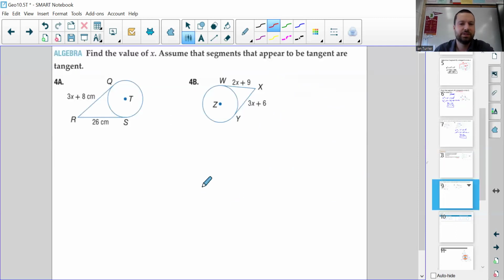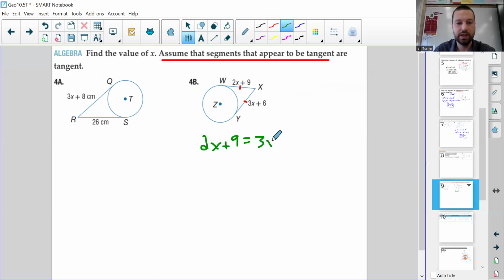So we get something like this. You can just say, hey, assume these segments are tangent. So you could just say, hey, these are congruent. Let's set them equal. 2x plus 9 is equal to 3x plus 6. We subtract the x's, we get 1x on this side, we get 3 on this side. That was the easiest problem we've ever done as a class. Get x equals 3.